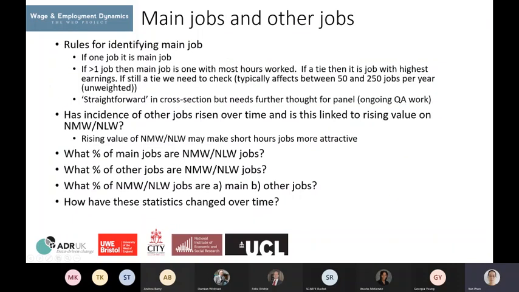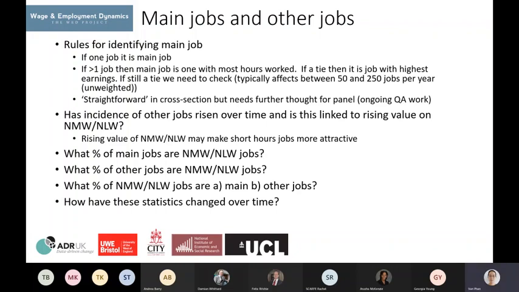The next point that we cover in the policy paper is identifying main job and other job. So we put the marker of main job in the data, and the rules for identifying the main job are as follows. If they have only one job, this is the main job. If they have many jobs, the main job will be the job with the most hours worked. And if there is a tie, the job with the highest pay will be the main job.